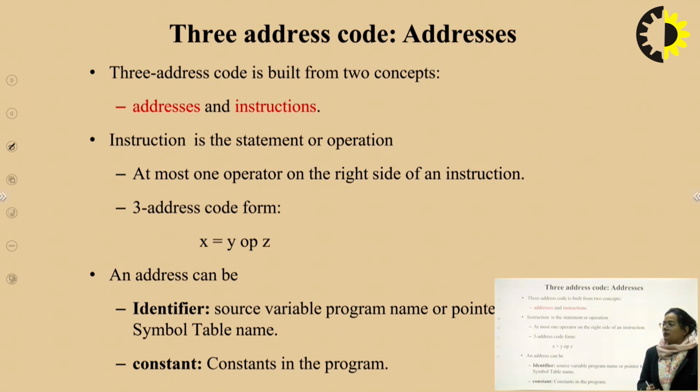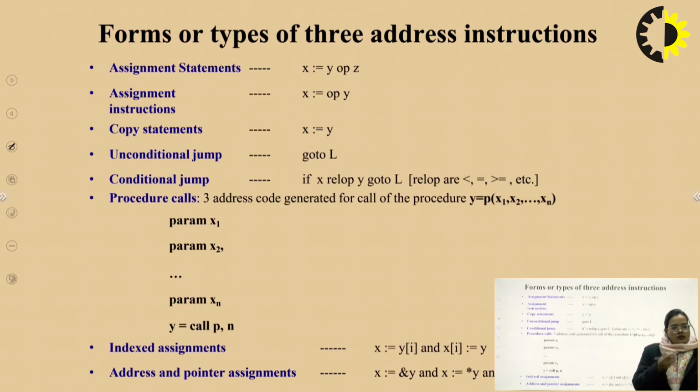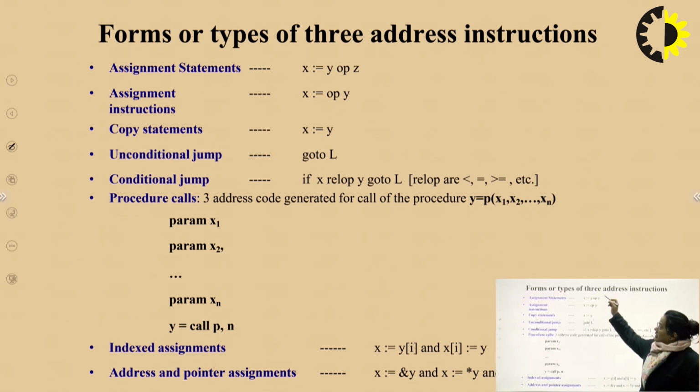a constant in the program. Forms or types of three address instruction. First is the assignment statement. We can write an assignment statement in this form: x = y operator z, and assignment instruction x = operator y. This is used for unary operators. And copy statement x = y.